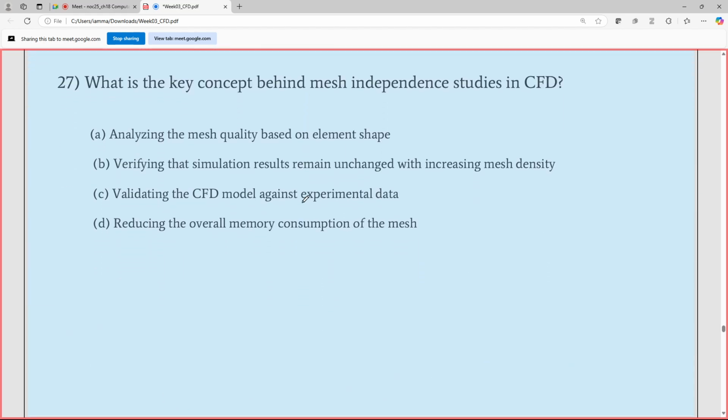Next question. What is the key concept behind mesh independent studies in CFD? Option A, analyzing the mesh quality based on element shape. Option B, verifying the simulation results remain unchanged with increasing mesh density. Option C, validating the CFD model against experimental data. Option D, reducing the overall memory consumption of the mesh. So, which of the following ideas is the key concept behind mesh independent studies or grid independent studies in CFD?